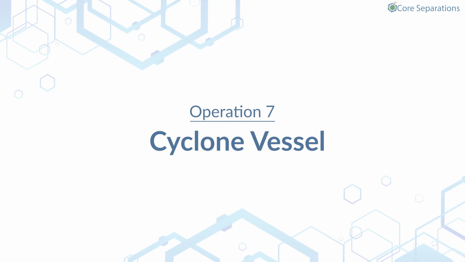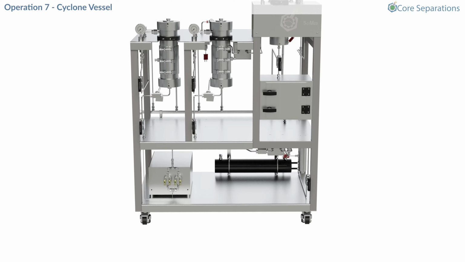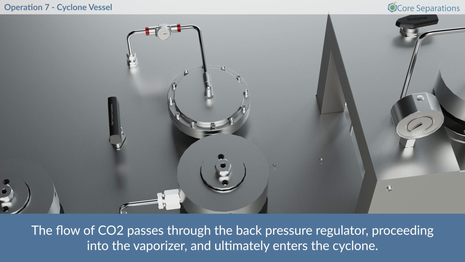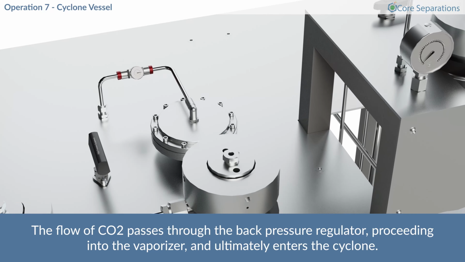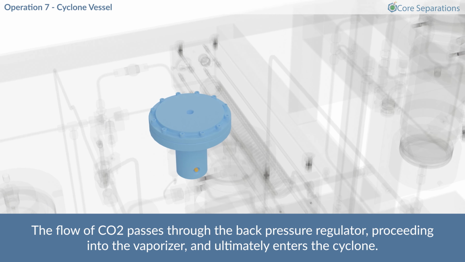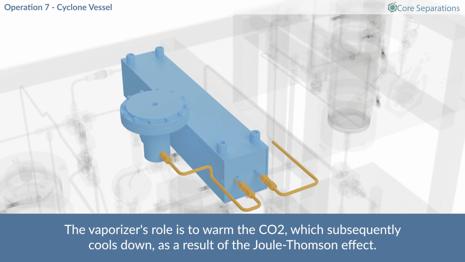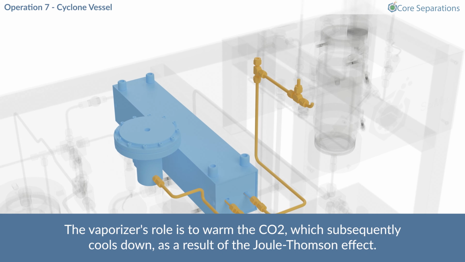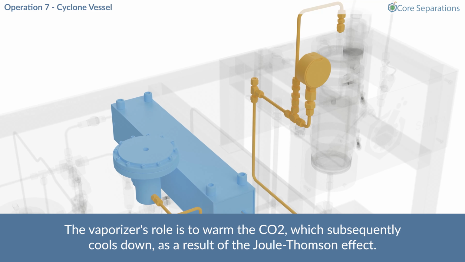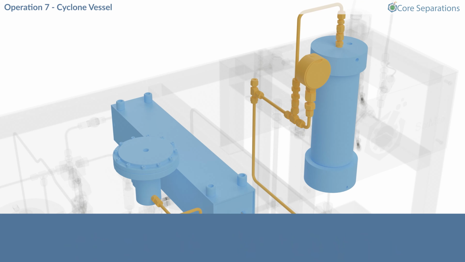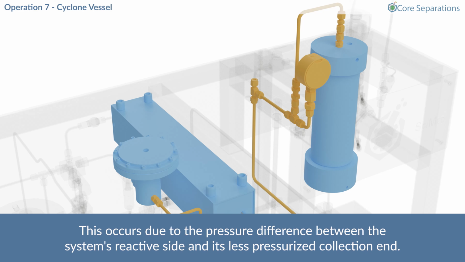Operation 7. Cyclone vessel. The flow of CO2 passes through the back pressure regulator, proceeding into the vaporizer, and ultimately enters the cyclone vessel. The vaporizer's role is to warm the CO2, which subsequently cools down as a result of the Joule-Thomson effect. This occurs due to the pressure difference between the system's reactive side and its less pressurized collection end.